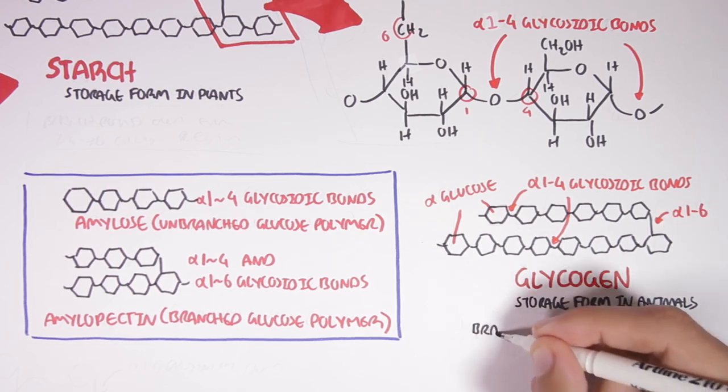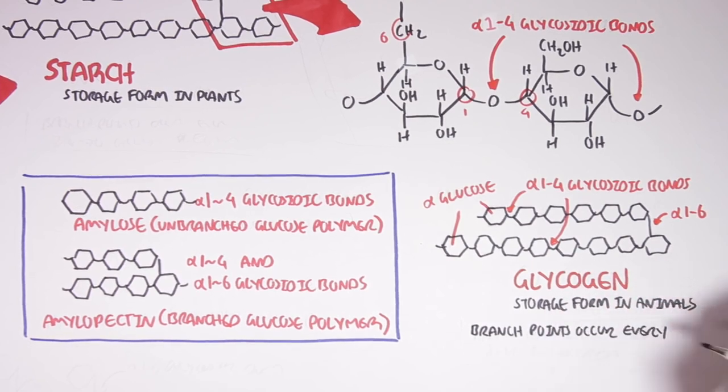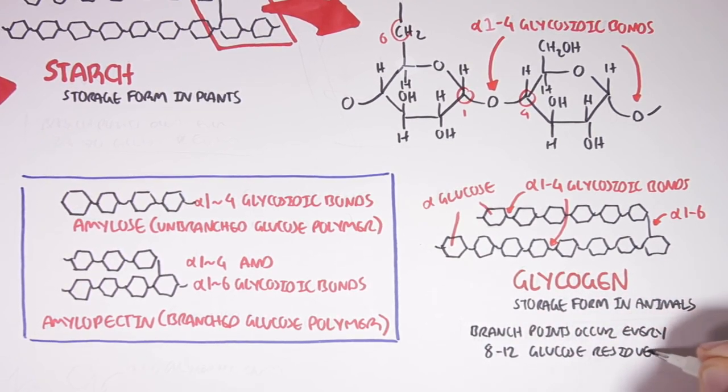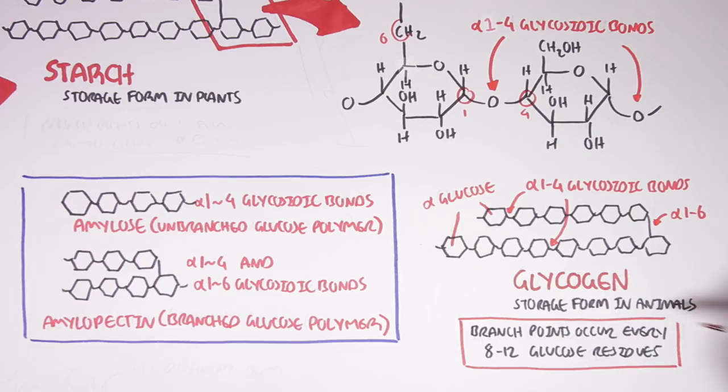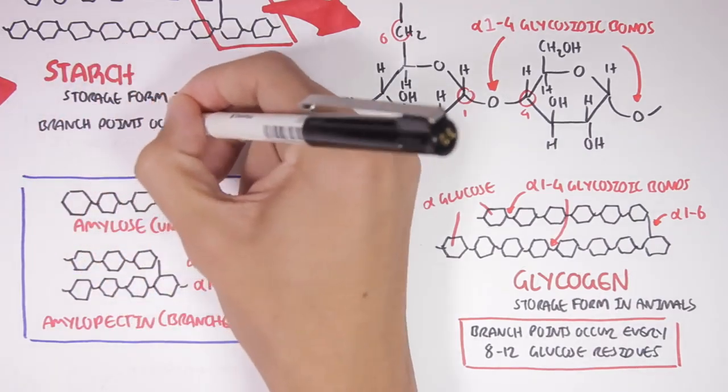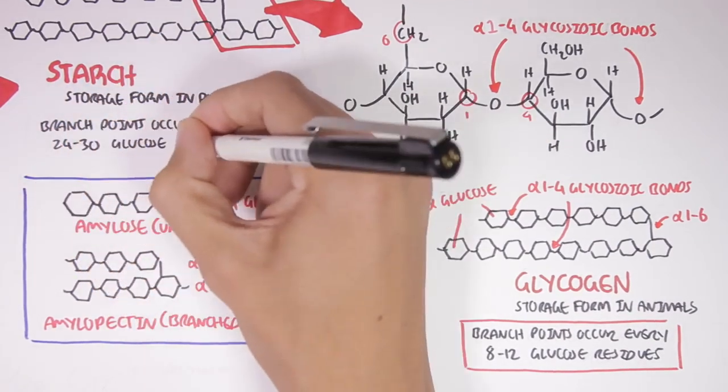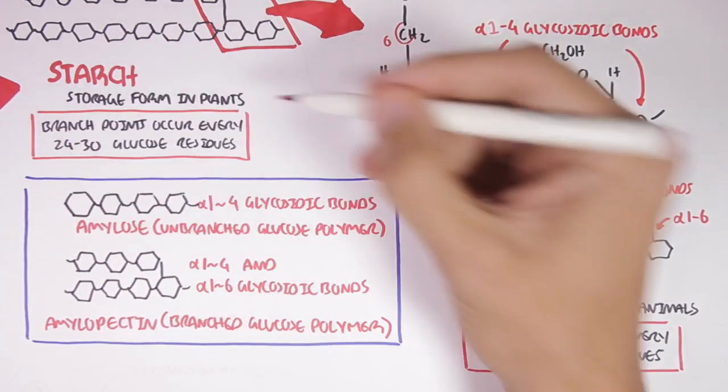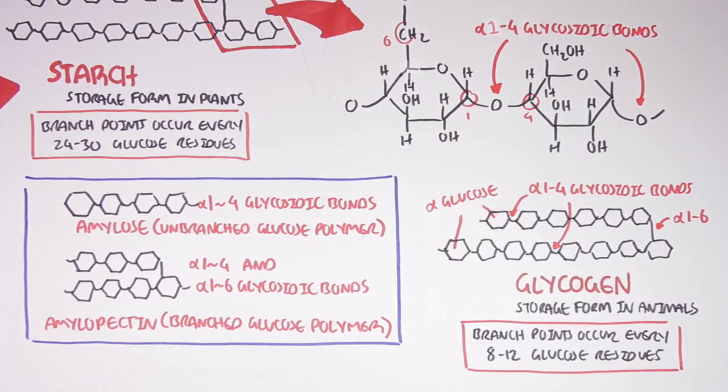The only difference is that glycogen has these branch points occurring every 8 to 12 glucose residues. In starch, these branch points occur every 24 to 30 glucose residues. So the branch points occur more frequently in glycogen than starch. And this, of course, will influence the structure in some way.